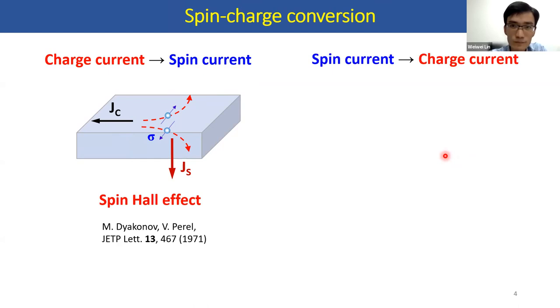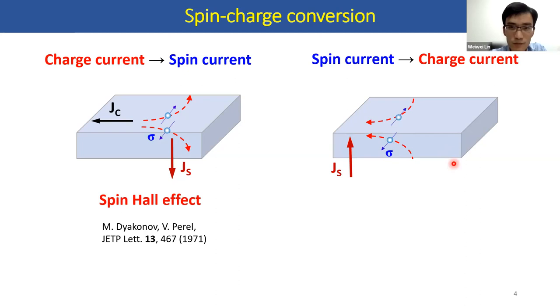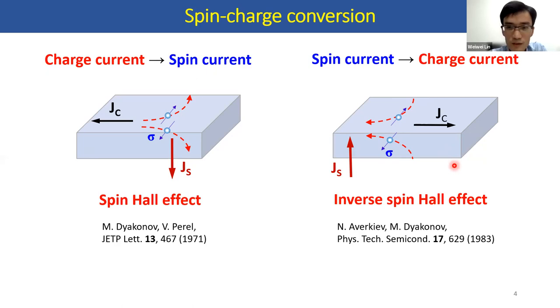in 1971. The inverse effect of the spin Hall effect converts the spin current to charge current. This can be used to detect the spin current. When a spin current flows, the spin up and spin down will move towards the same side. This induces a charge current. This is known as the inverse spin Hall effect. This was also proposed early by Dyakonov in 1983.